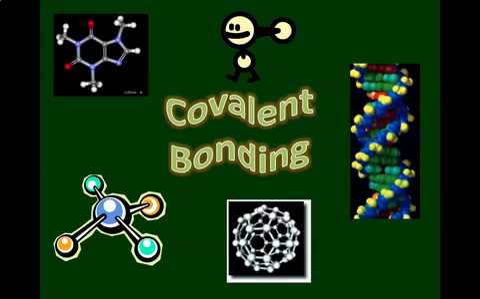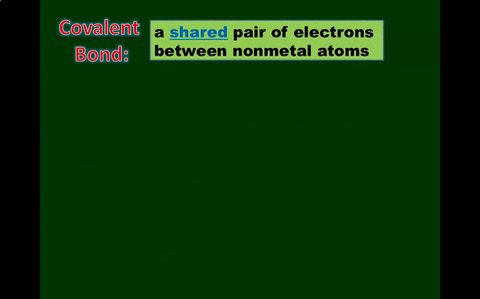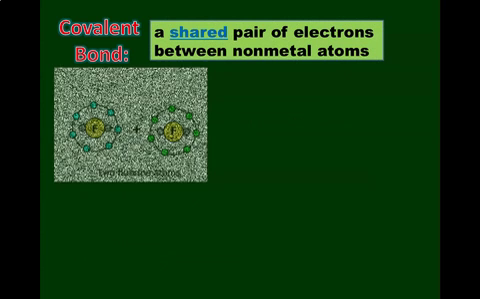The topic for this video is covalent bonding. The essential questions are: what is a covalent bond? What properties do covalent compounds share? And what is the difference between polar and nonpolar compounds? So a covalent bond is when you have a shared pair of electrons between nonmetal atoms.